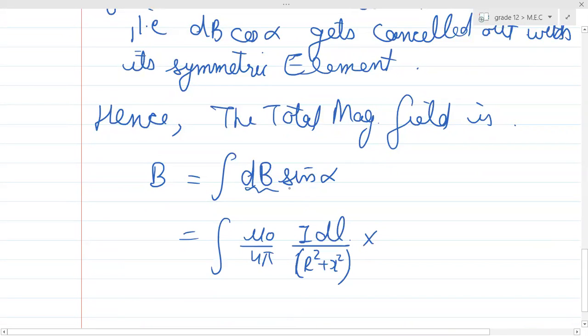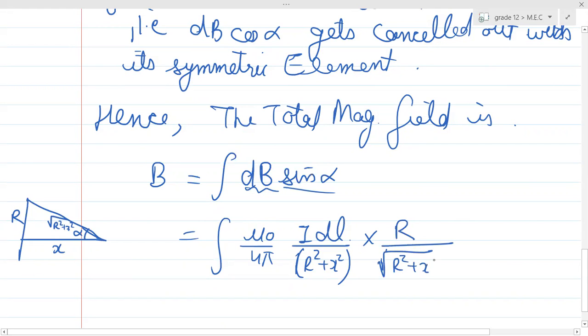Multiplied by sine alpha. Do you remember this triangle which got formed, with sides r, x, and under root of r square plus x square, and this angle alpha? So can anyone tell me what is the value of sine alpha over here? It will be r by root of r square plus x square.